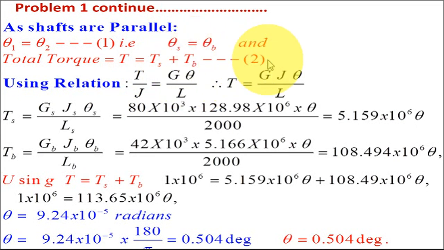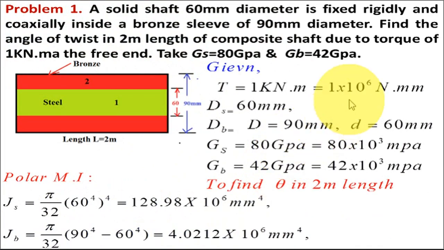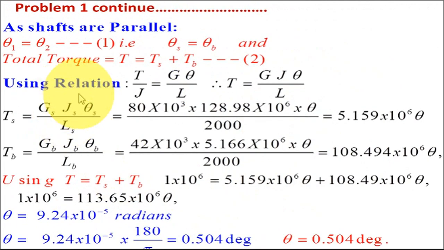That must be added. So before going for theta, the values of torques are calculated, because total torque T is known. What is that total torque transmitted? 1 into 10 to power 6, and the condition is that T is equal to Ts plus Tb. So T is known, 1 into 10 to power 6. Now you have to calculate individual values of torques: the torque transmitted by steel plus the torque transmitted by bronze. We are going to calculate that using the torsion equation.